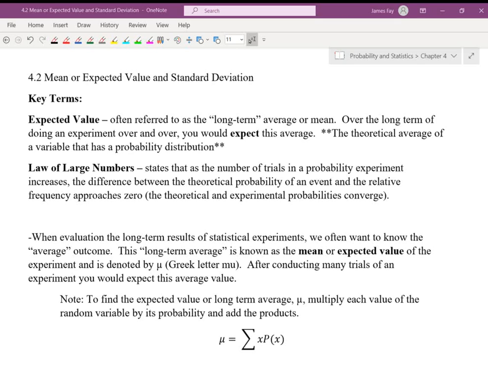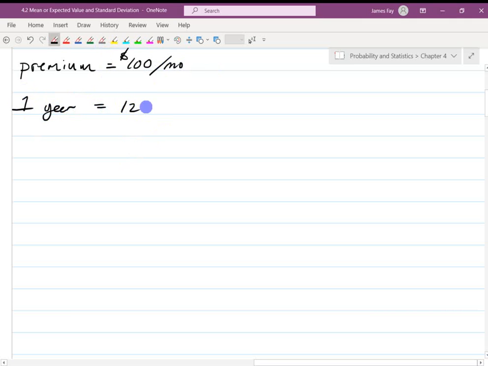insurance policy. Okay, so if I have, does anybody pay for their own car insurance? All right, so let's say my premium for my car insurance is equal to $100 per month, okay? So in one year, my insurance company makes $1,200 off me, right?